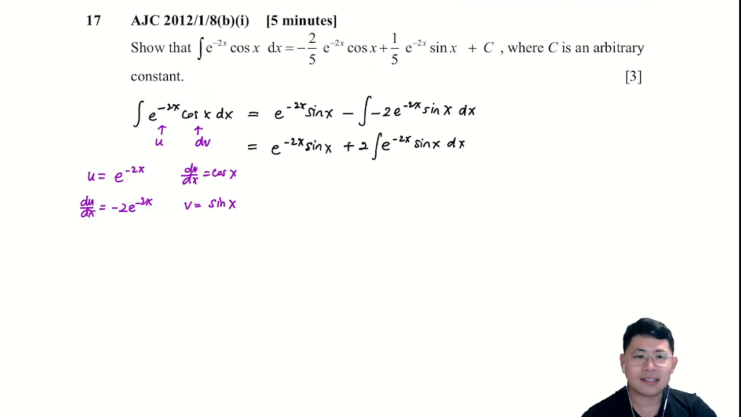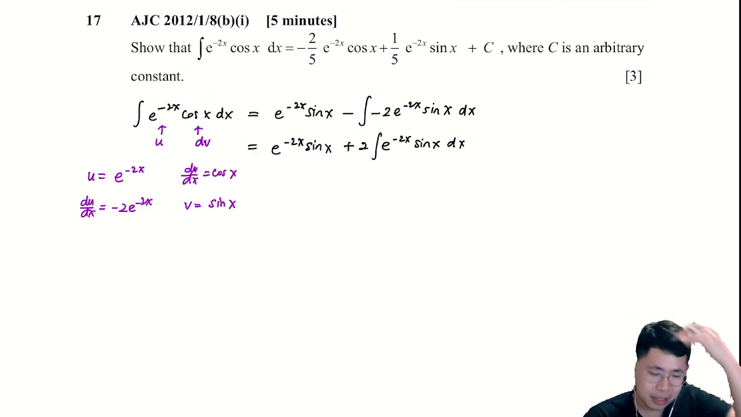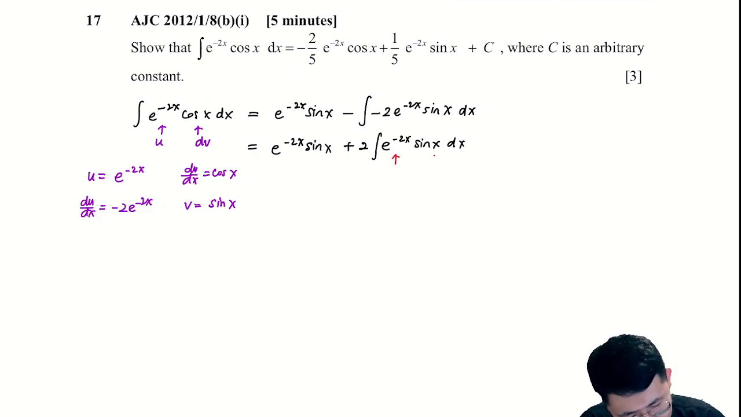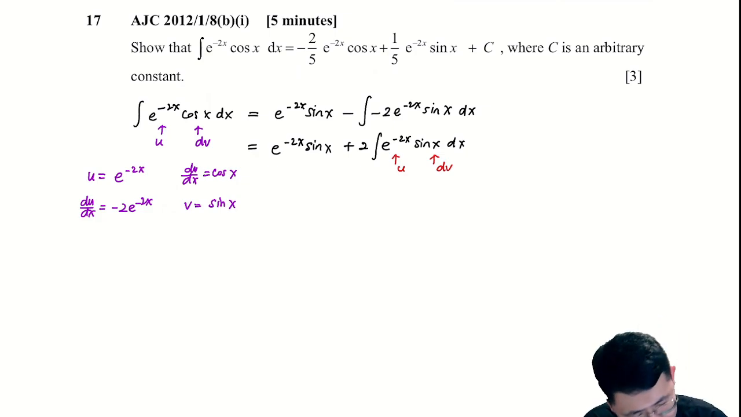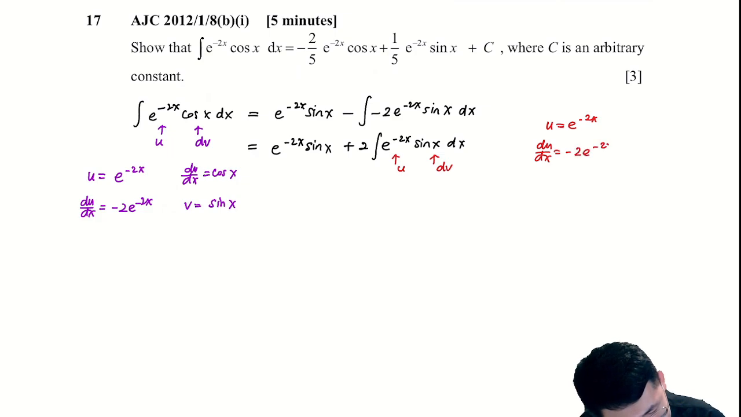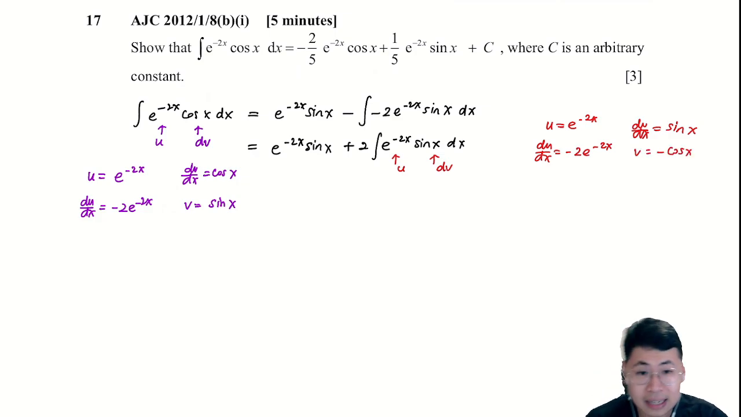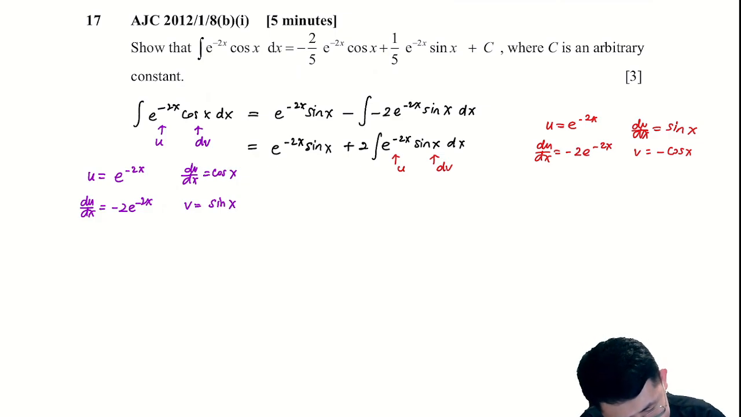Okay, next, we have another thing that we need to integrate by parts, right? So same thing over here. Let me choose this to be u and this to be dv to be a bit more consistent. Not that one is more right than the other, but it's just to be consistent and easier. So u equals e power negative 2x, du dx is negative 2 e power negative 2x. Then dv dx is sine x, so v equals negative cos x. Don't forget the negative.